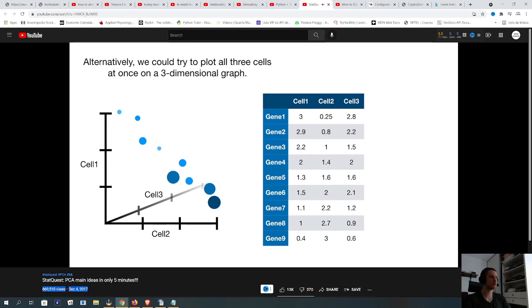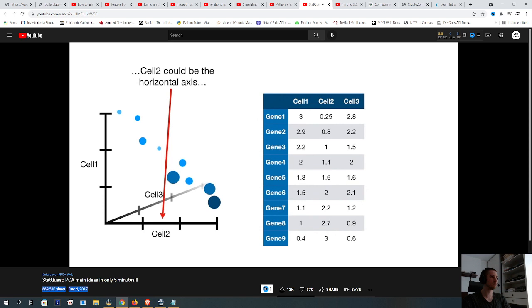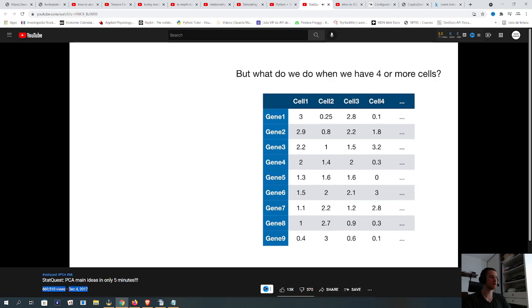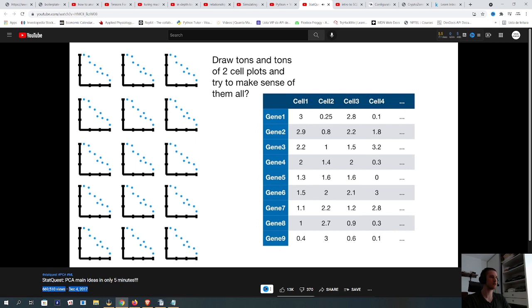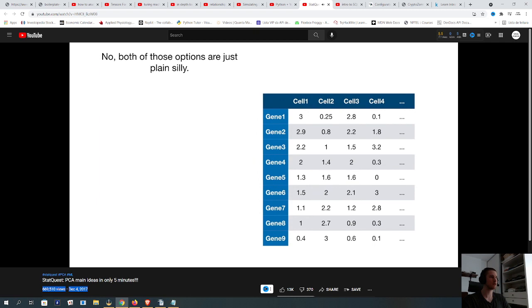Alternatively, we could try to plot all 3 cells at once on a 3-dimensional graph. Cell 1 could be the vertical axis, cell 2 could be the horizontal axis, and cell 3 could be depth. We could then rotate this graph around to see how the cells are related to each other. But what do we do when we have 4 or more cells? Draw tons and tons of 2-cell plots and try to make sense of them all? Or draw some crazy graph that has an axis for each cell and makes our brain explode? No, both of those options are just plain silly.